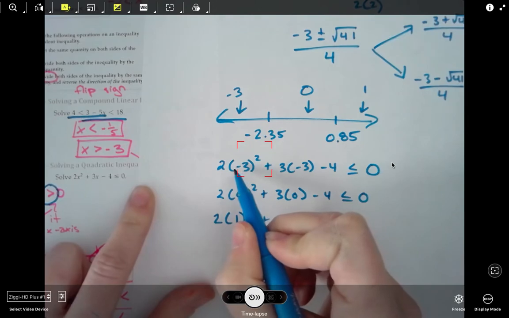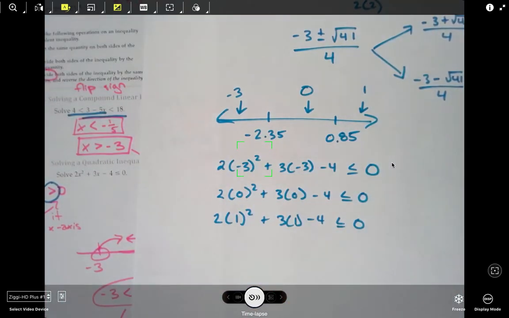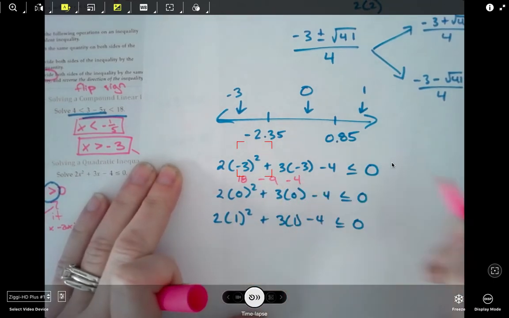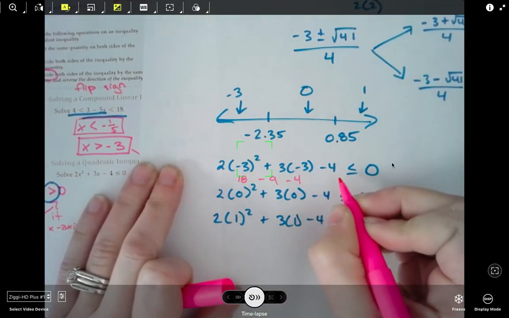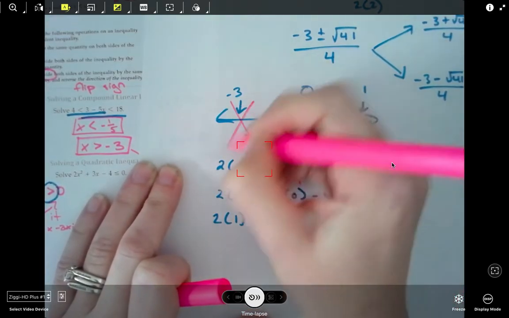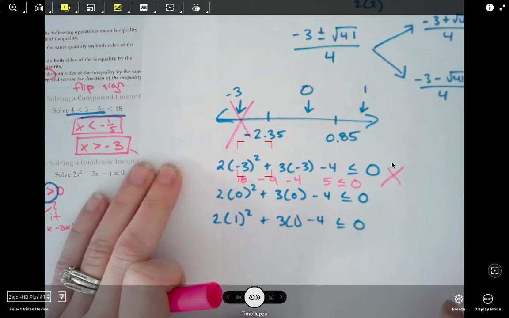Okay, this is 2 times 9, which is 18, minus 9 minus 4. That is like 5. 5 is not less than or equal to 0, so that does not work. I'm going to put a big fat X on that side of my number line.